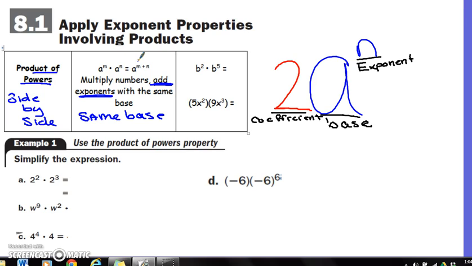Kara, get your yellow notes out. That's what we're taking the notes on. Kara, you didn't write down anything I wrote. Kara.